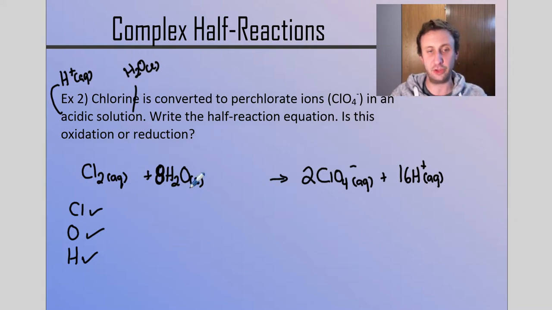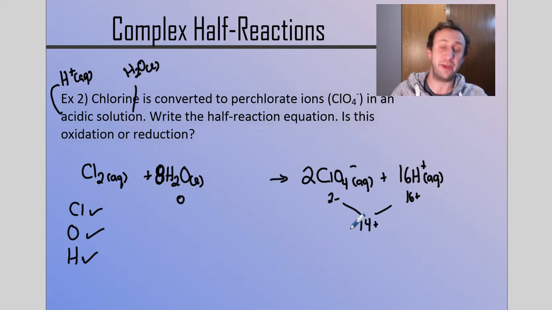Now hydrogen is good. Now if I take a look at my charge on the left-hand side, I have 0. So I have 0 for a net charge on the left. And on the right, I have 2 negative from this. I have 16 positive from this. So that's going to get me to 14 positive. So I'm going to have to add electrons in order to make this equal. So I add it to the more positive side, the 14 positive side, which is much more positive than 0. And I'm going to add 14 electrons on the right here.